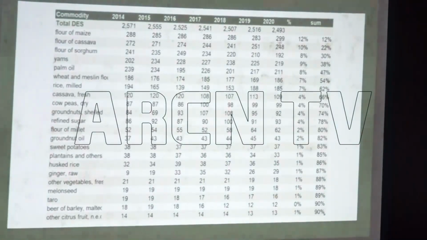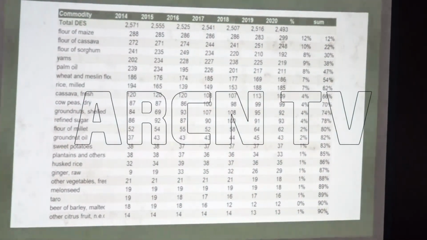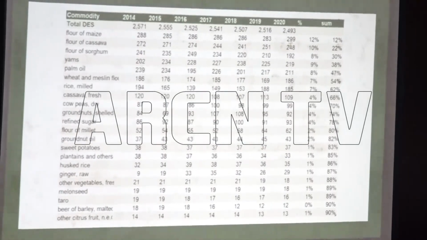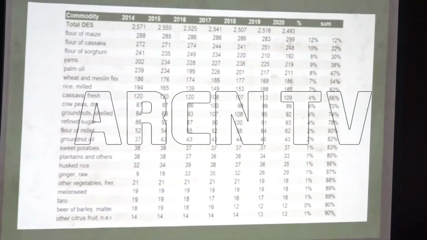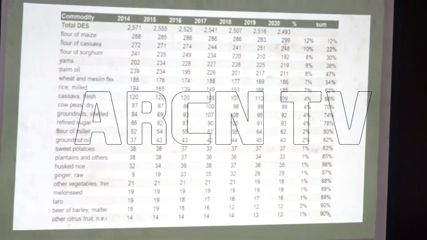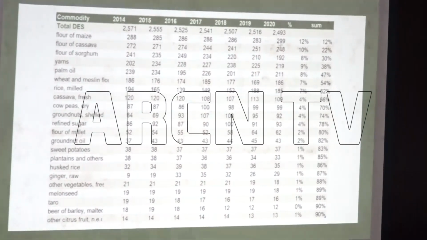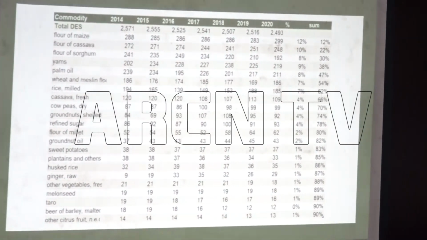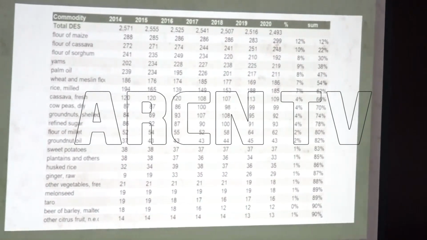Total dietary energy supply. You can see in 2014 it was 2,500, 2,500 in 2015, 2016 still 2,500, 2017 2,500. I'm just leaving out the rest, you can see 2.5, 2019 2.5, and then in 2020 we have 2.4. So you'll be thinking what will be in 2021.